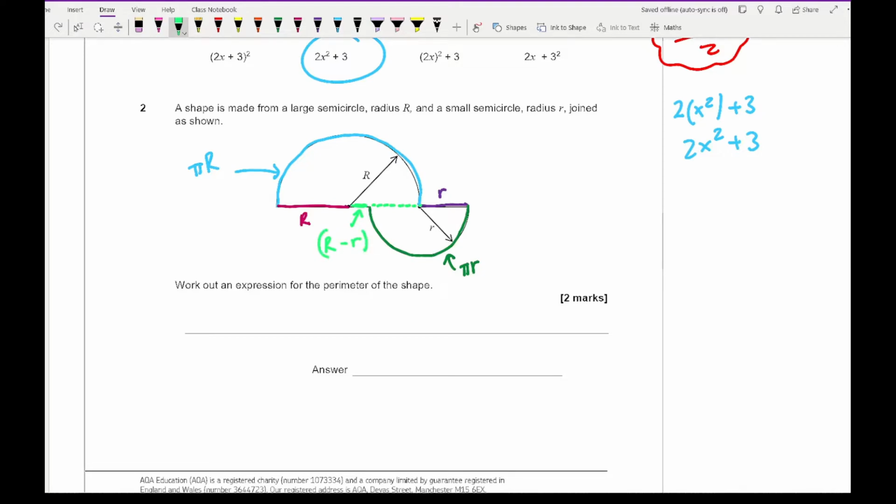To work out the perimeter, what I need to do is add up each of those sections. So I've got P equals pi capital R plus R minus r plus pi r plus R. From this, what I could then do is simplify and expand, and we can cancel things out. Again I'm going to leave my answers there, but let me just write down what I've got.